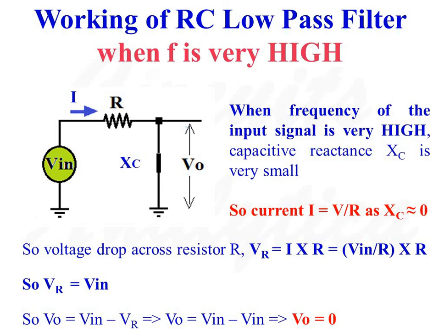Capacitive reactance Xc is equal to 0. Output of the circuit is shorted. We can see that output is pulled down through the capacitive reactance Xc. So output voltage V0 is equal to 0.